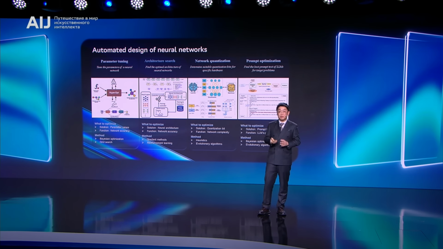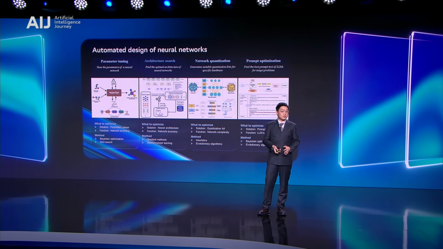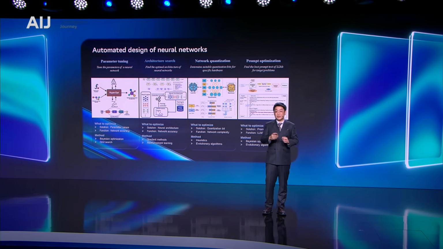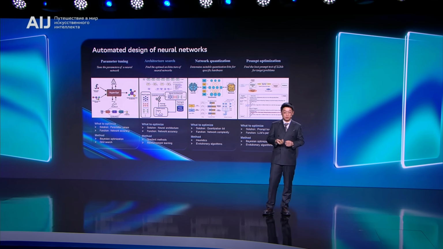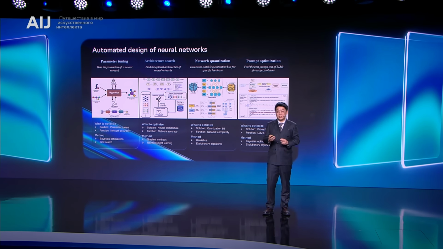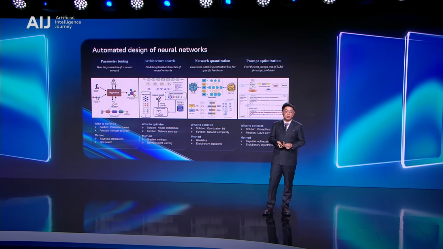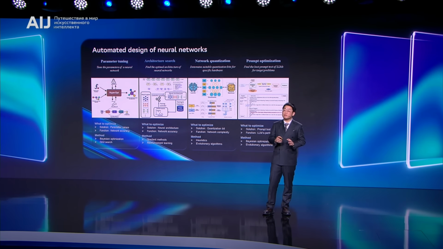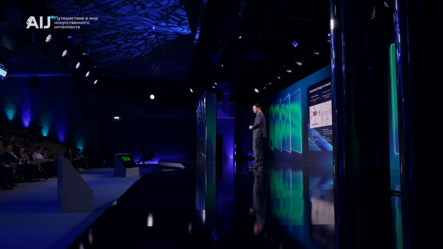Then I would like to introduce some representative automated methods for the design of neural networks. For example, parameter tuning aims to tune the parameters of a neural network. Architecture search aims to find the best architecture of neural networks. Network quantization aims to find the best quantization bits for neural networks. Also, prompt optimization aims to find the best prompt text for large language models.